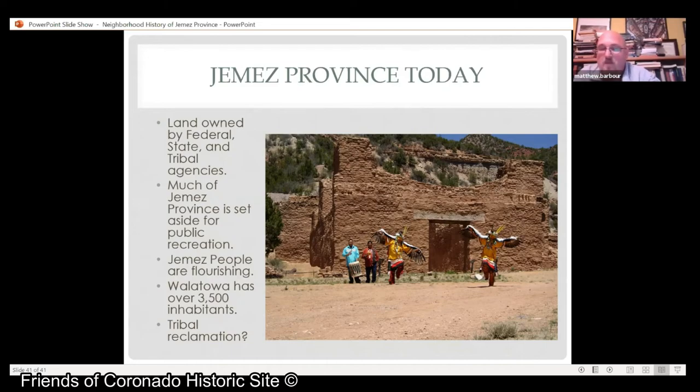And the Jemez have been very interested in reclaiming the province and the areas of their ancestral peoples, whether that's done in gaining more consultation and rights to use the land, or if it's actually managing the land directly. These are all things that are still being sorted out today. But the Jemez people are on a rise, and the federal lands are open for visitors to come and see. In fact, come and see us at Jemez Historic Site when we're reopened from COVID.